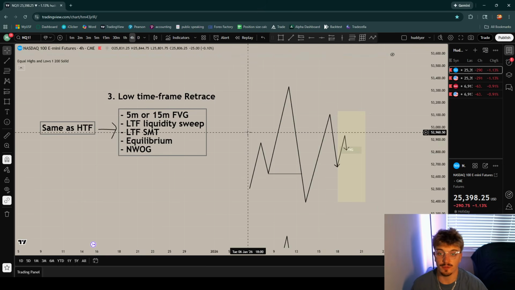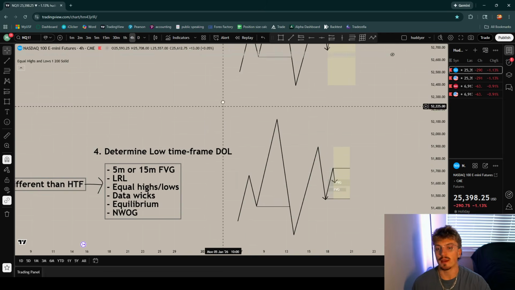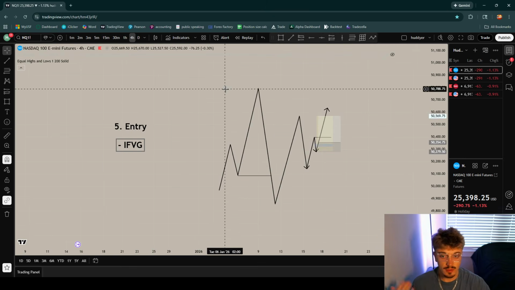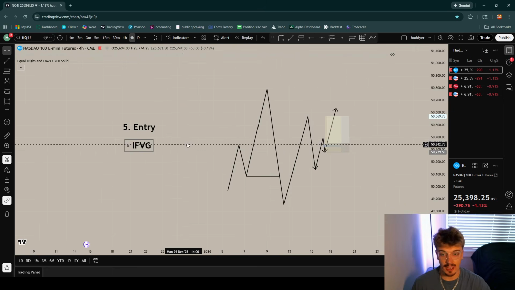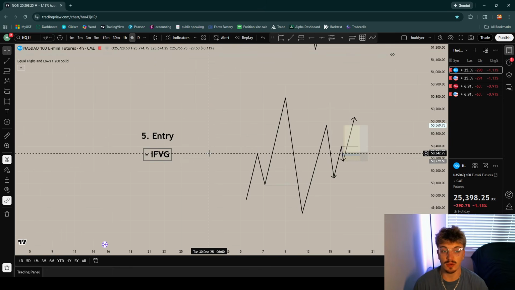We see us pull back into a 5-minute or 15-minute gap. We see some sort of liquidity sweep. We see an SMT. Now we're determining our lower time frame draw on liquidity. Perfect. We have equal highs above, and we have a new week opening gap way above that we can target. Same thing. Now, last is your entry. I trade one entry model, and it's inversions, and that's it. If you guys trade another entry model, that's completely fine. Literally just substitute it into this, okay?